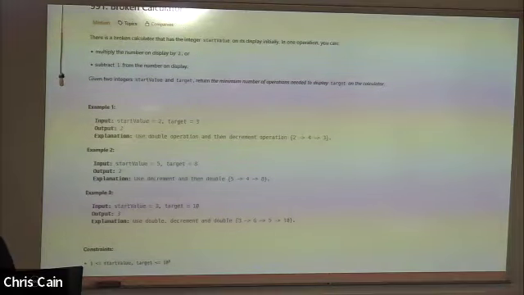So a broken calculator is a calculator that can only do 2 things. It can double the number or it can subtract 1 from the number. We take a starting value and there is a target. We want to find the minimum number of operations, where all we can do is double the number or subtract 1 from the number, in order to get to the target.